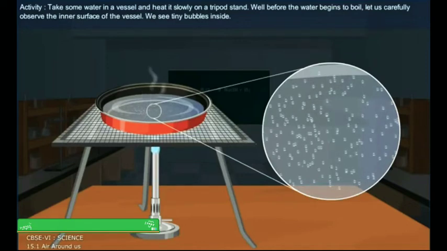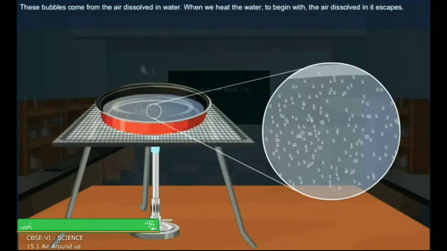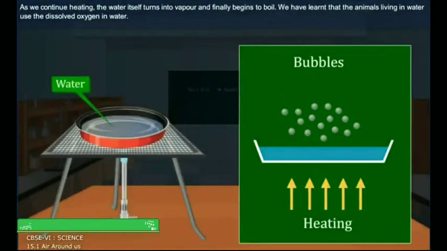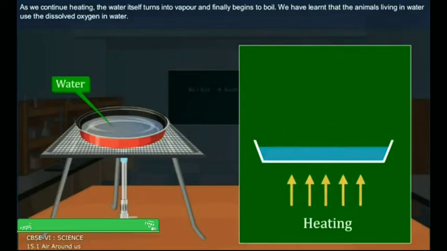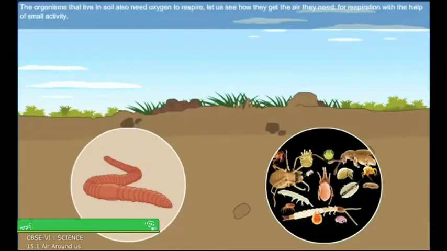These bubbles come from the air dissolved in water. When we heat the water, to begin with, the air dissolved in it escapes. As we continue heating, the water itself turns into vapor and finally begins to boil. We have learned that the animals living in water use this dissolved oxygen in the water. And the organisms that live in the soil also need oxygen to respire.